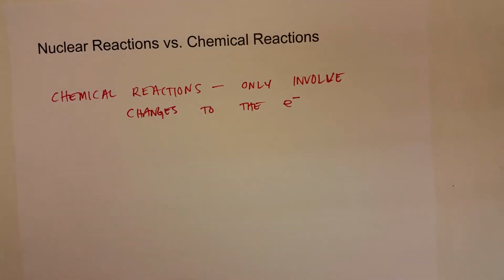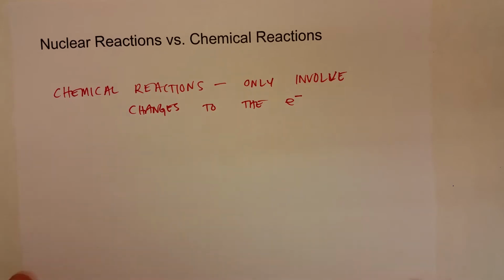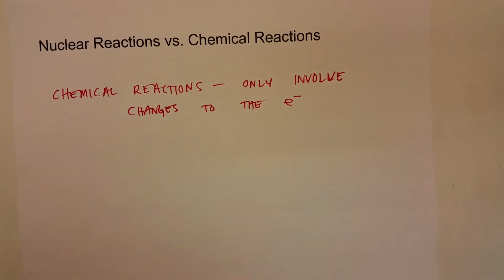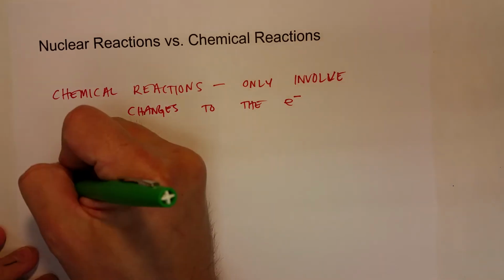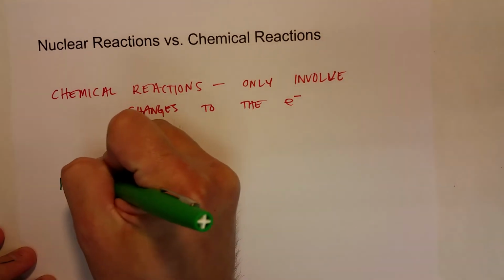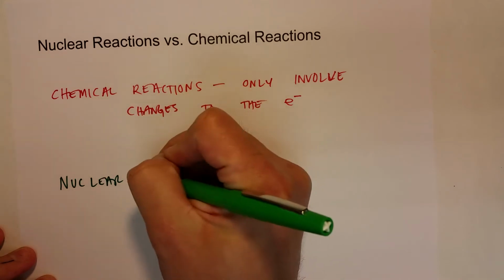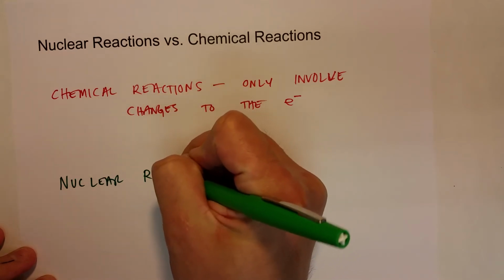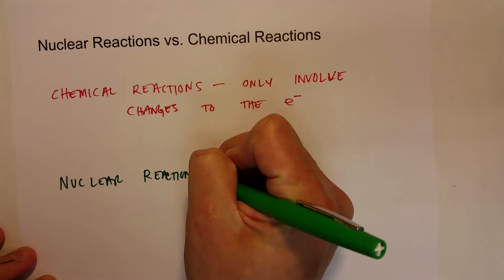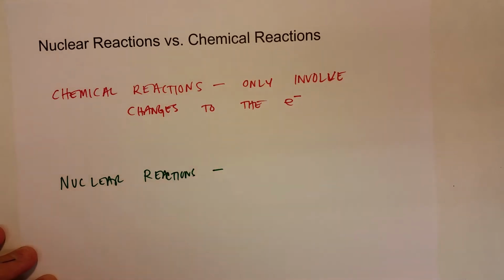They can be gained or lost, and they can be shared. Chemical bonds are essentially shared electrons or transferred electrons. And so if in a change the electrons are involved in that change, it is of course a chemical reaction. Nuclear reactions, on the other hand, involve protons and neutrons, of course, the subatomic particles in the nucleus, hence nuclear reactions.